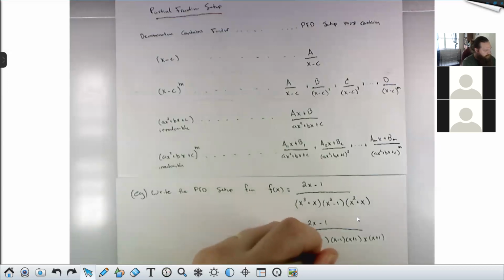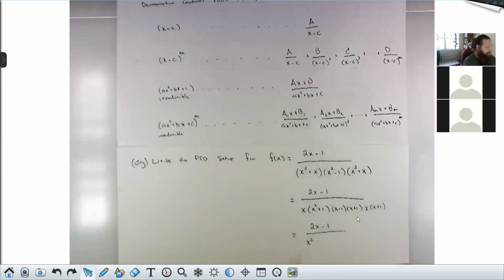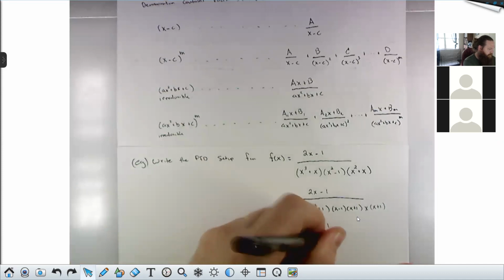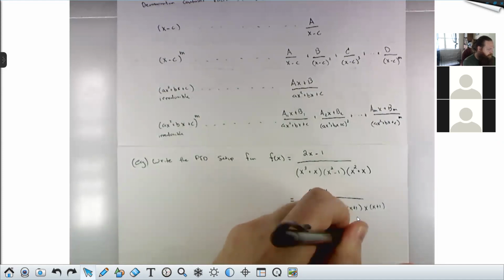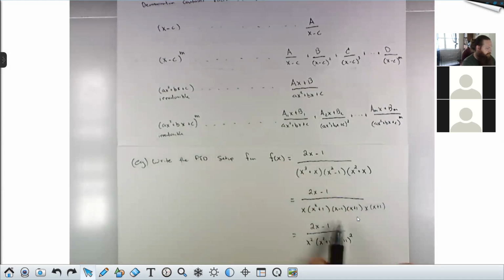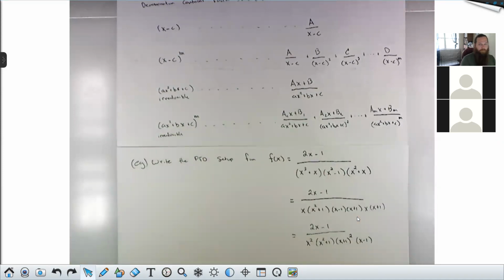So this is 2x minus 1 divided by x times x is x squared. Let me bring this up. X times x is x squared. Then I've got this x squared plus 1. He does not factor. He is what's called irreducible. It factors over the complex numbers, but not over the real numbers. What else do I have? I have x plus 1 times x plus 1. That is x plus 1 quantity squared. And then I have this lonely x minus 1.